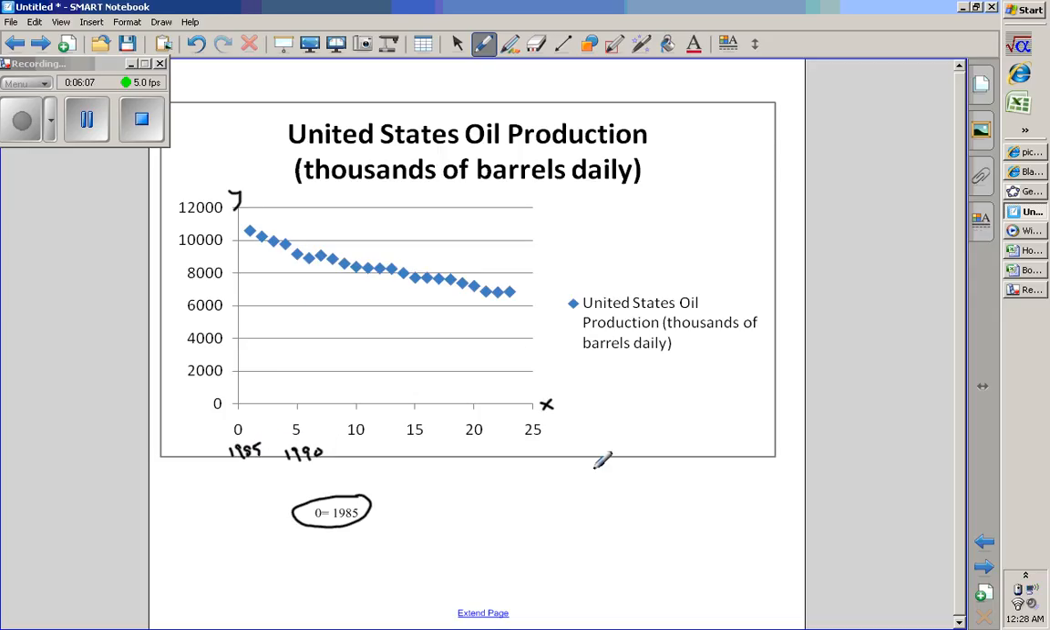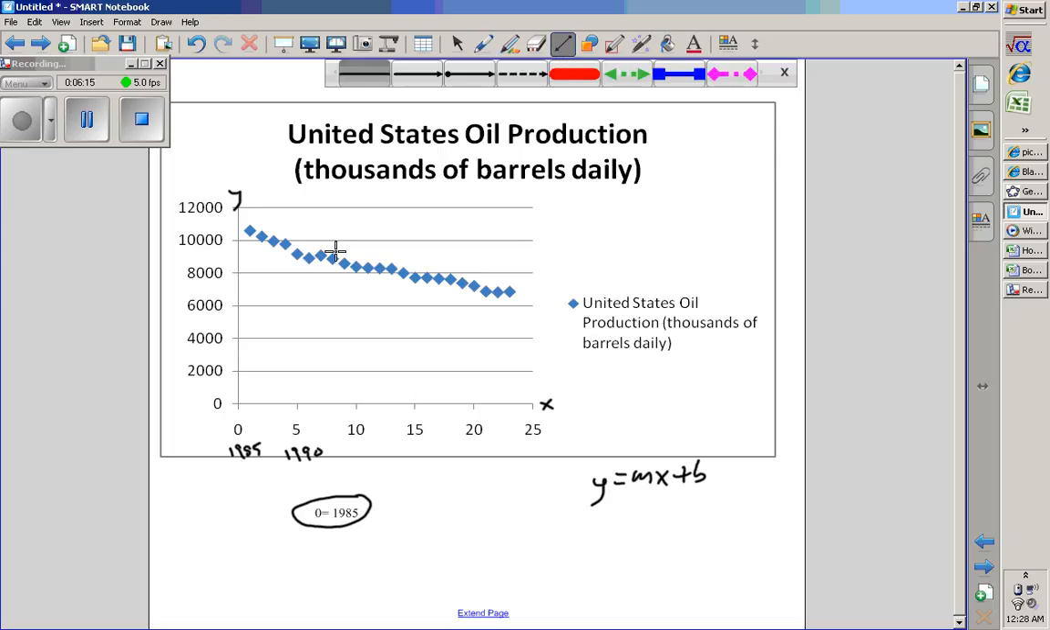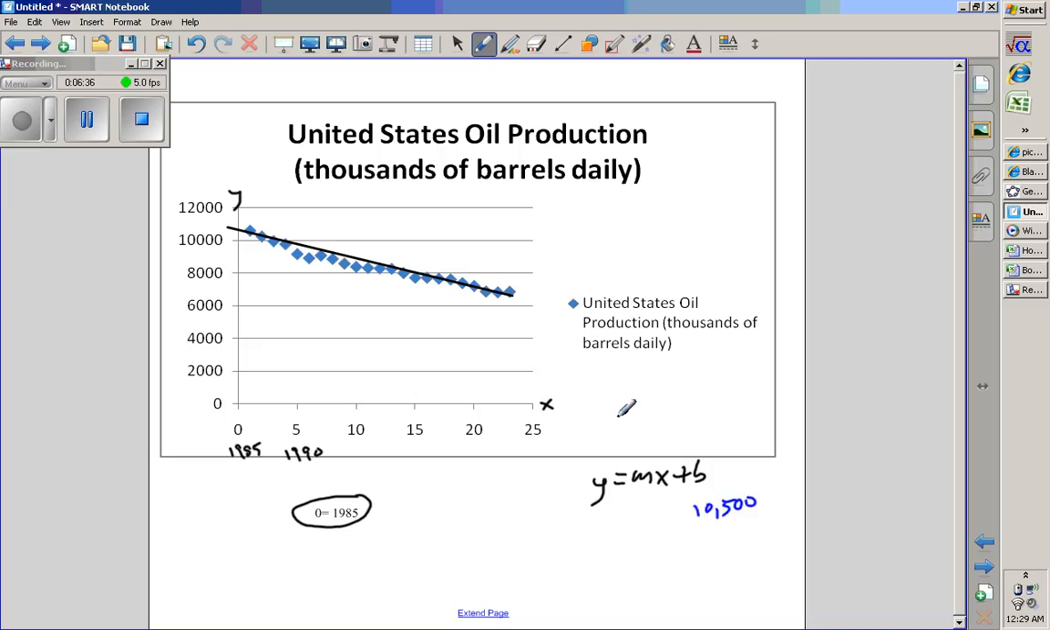Once again, I could try to write an equation for this data using y equals mx plus b. So I need a line of best fit, and I try to draw a line that's going through most of my data, all right? And there it is. It looks like I'm crossing halfway between 11,000 and 10,000. So it looks like my y-intercept is 10,500. And what's my slope?